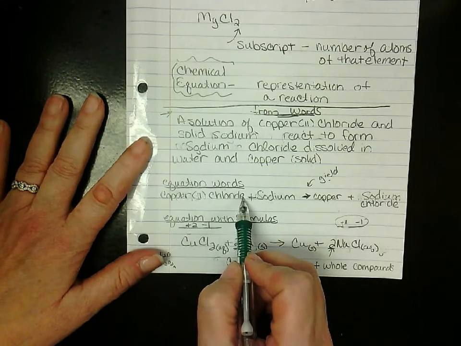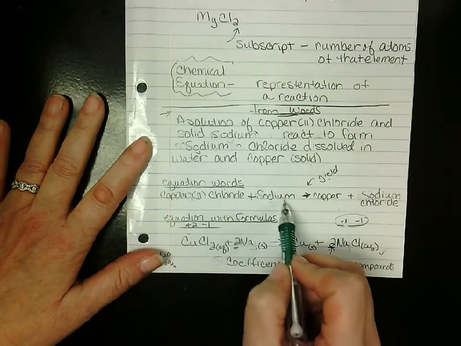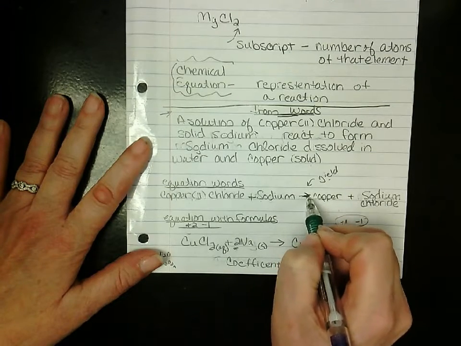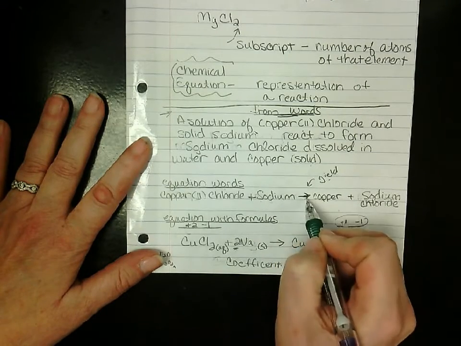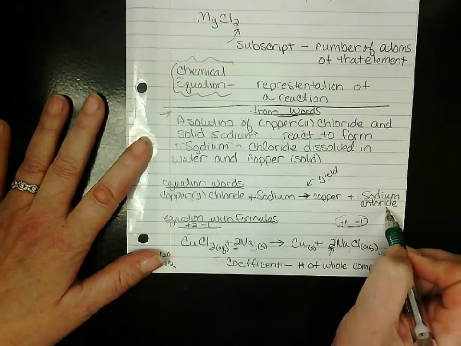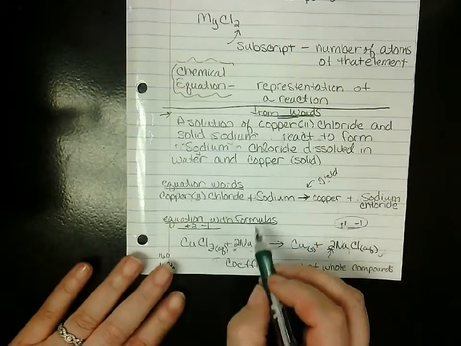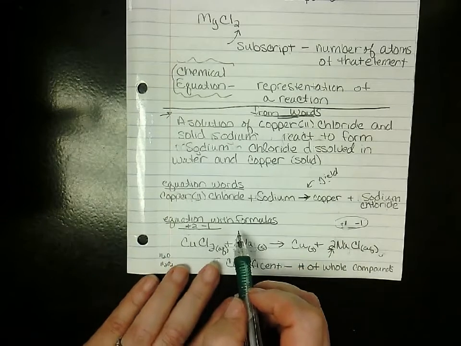Okay, so here we have our copper chloride plus sodium is going to react to form. Okay, so when we are reacting to form products, we have our yield sign, copper and sodium chloride, and this is our equation from words. And then I can take it and turn it into an equation with formulas.